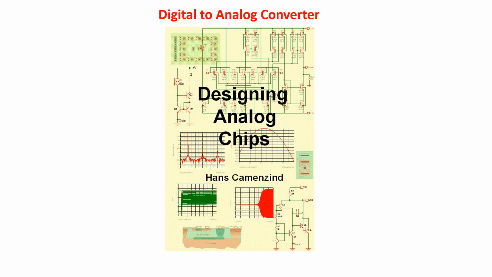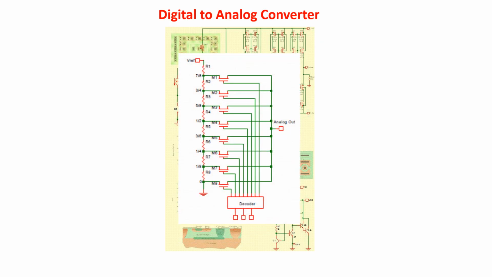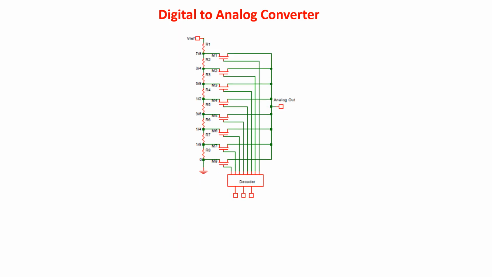Our example is taken from the book Designing Analog Chips by Hans Camenzind, the designer of the iconic 555 circuit, about which I leave a link in the description. A DAC converts an abstract finite precision number, usually a fixed point binary number, into a physical quantity, a voltage in our example. Here you see a very simple example of a DAC.